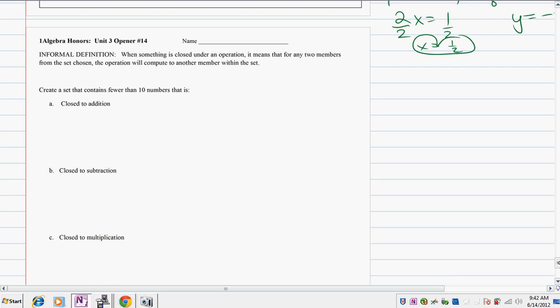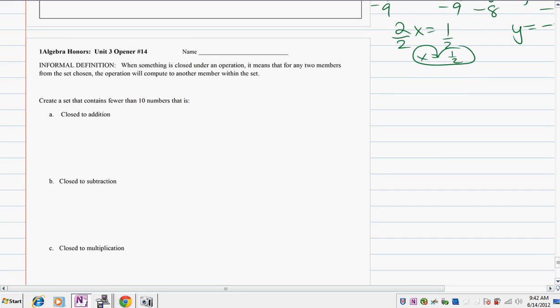Informal definition. When something is closed under an operation, it means that for any two members from the set chosen, the operation will compute to another member in the set. So for example, on a larger set, if we're talking about the integers, which we often refer to as Z, the integers are closed under addition, because any two integers I add together, I will get another integer.